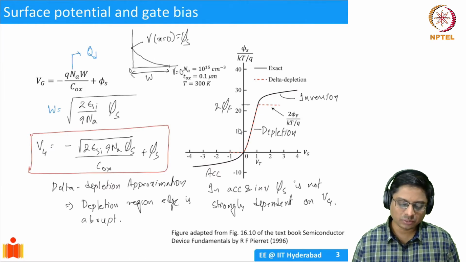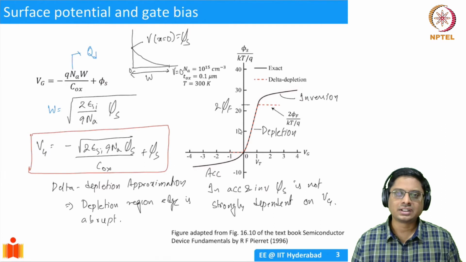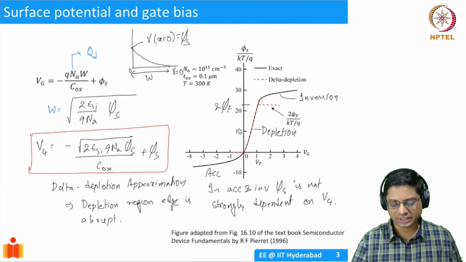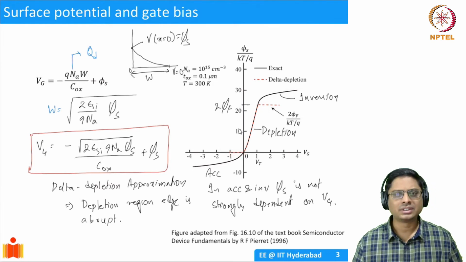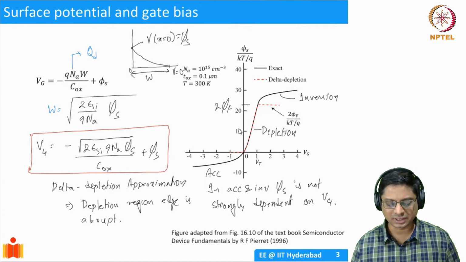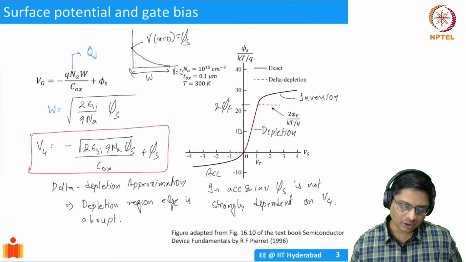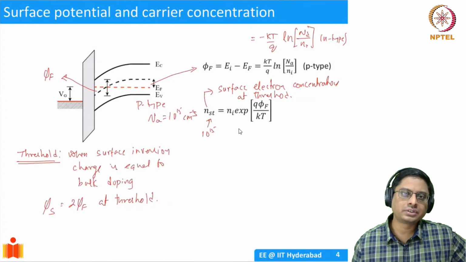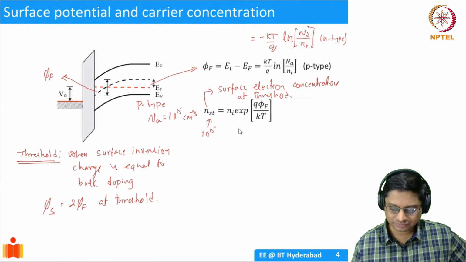We don't need to really focus too much on the rate of change in the inversion or accumulation. Instead, in the depletion approximation, we'll assume that it is flat. So basically, in accumulation, if you apply negative voltage, surface potential is 0. And if you apply positive voltage beyond 2 phi f, then it is flat again. We don't really worry about the differences. Okay. All right. So now we understood what happens to the surface potential.